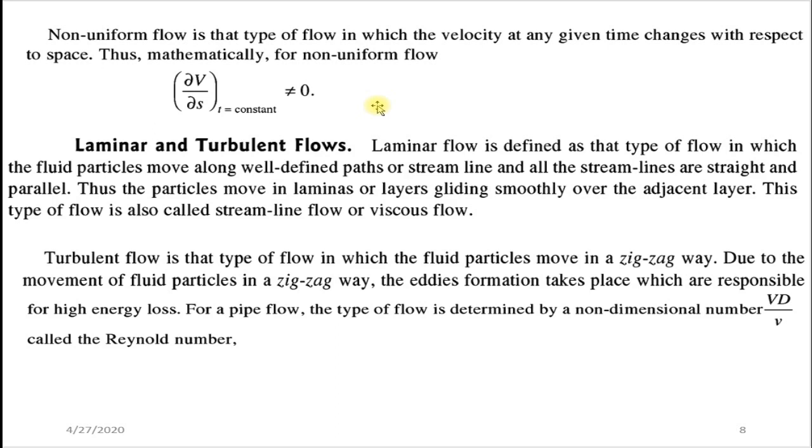The Reynolds number will define the flow type, whether it is laminar or turbulent. The non-dimensional number, that is Reynolds number, signifies whether the given flow is laminar or turbulent. Reynolds number will give a clear picture about the type of flow.